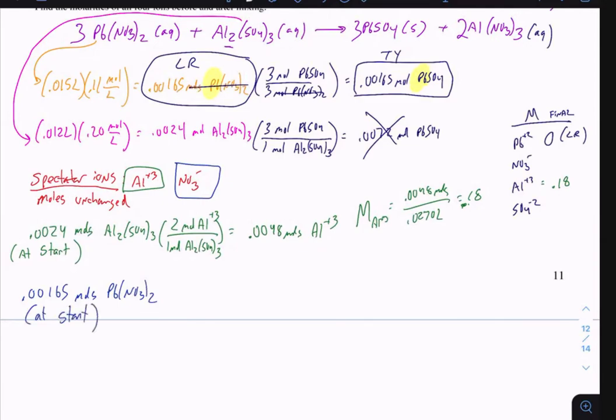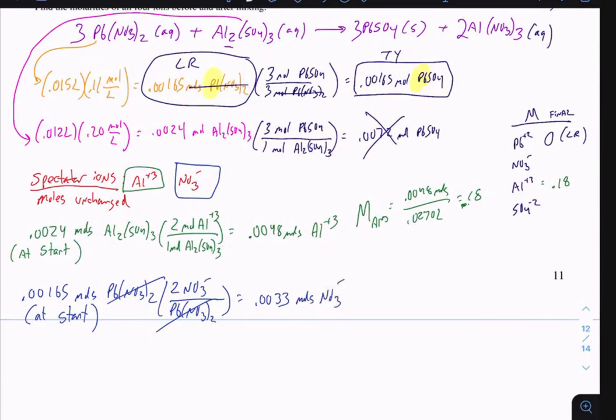I'm primarily concerned right now with nitrate, so I'm going to stoich this out. I know there's 2 nitrates for every lead nitrate formula. So 0.00165 times 2, 0.0033. I don't know why I used the calculator for that. I probably didn't need to. Okay, moles of nitrate.